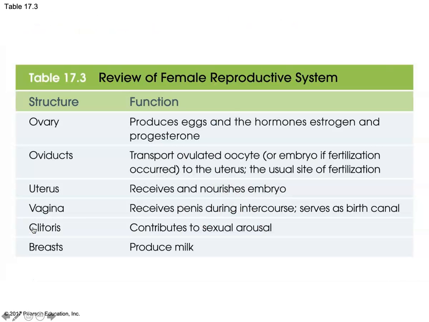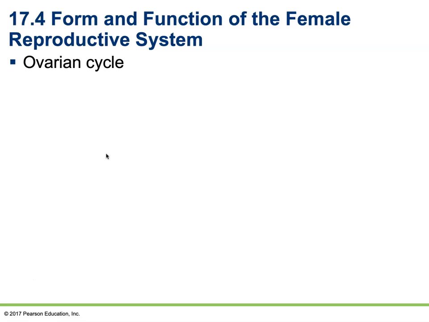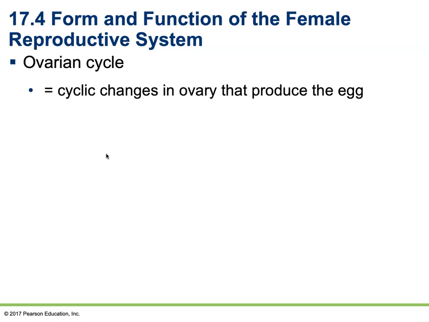Table 17.3 goes through an overview of the various structures and functions of the female reproductive system. I'm going to just put into words, so that you can have a written account of everything that you heard in the chapter, or in that video, about the ovarian cycle. The ovarian cycle is cyclical changes in an ovary that produce the egg. It is roughly 28 days long.